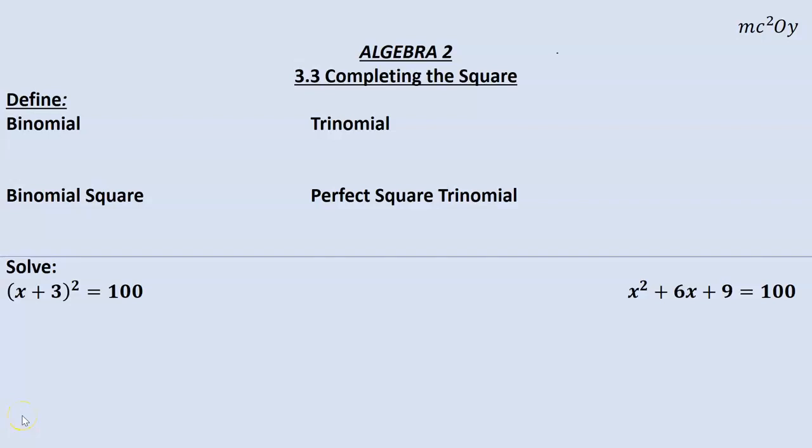All right, well, we're going to do 3.3, completing the square. And with completing the square, really we need to know a few vocab terms. First, we need to know what a binomial is. So a binomial means two terms.